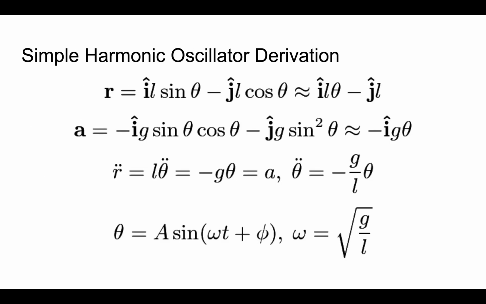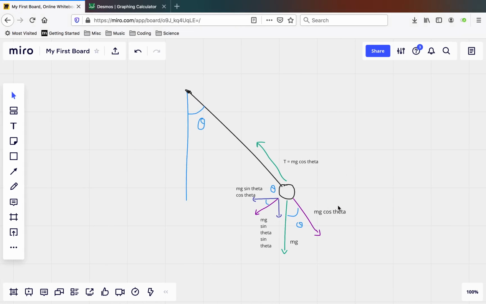So now let's do our derivation. First, we're going to use vectors here to make the math simpler. Let's describe the position of our bob in terms of the angle theta as a vector. Notice that if theta were 0, the position would all be in the negative j hat direction, and none of it would be in the i hat direction.